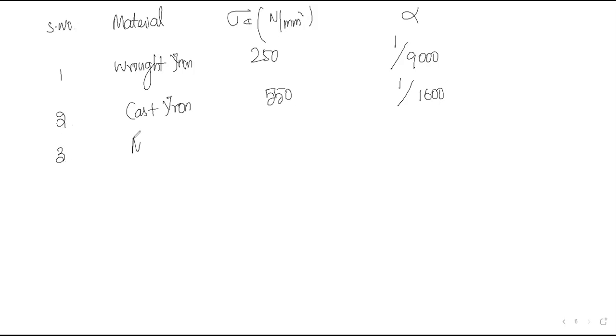The next one is mild steel. For mild steel, the value of sigma C is 320 and alpha becomes 1 by 7500. And the fourth one is timber. For timber, the sigma C value is 50 and the alpha value becomes 1 by 750.